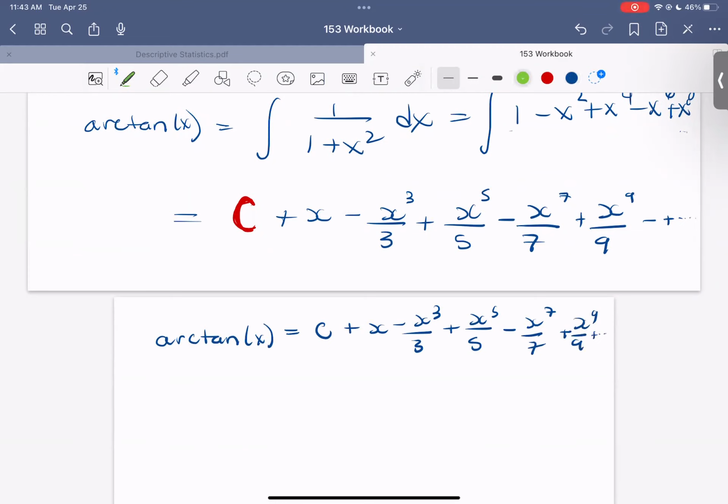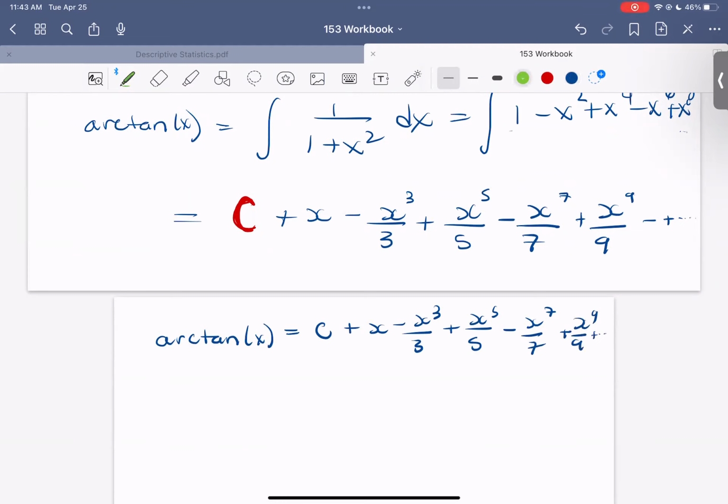So notice if we plug in 0 here, on the right-hand side, we only get c. So say at x equals 0, on the right-hand side, we only get c. And the left-hand side, what is that? What is arctan of 0? Well, that is just 0. So this tells us right away that the c constant is 0 for us.